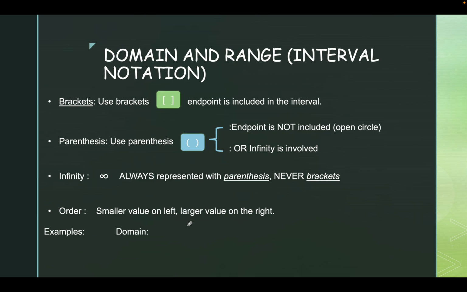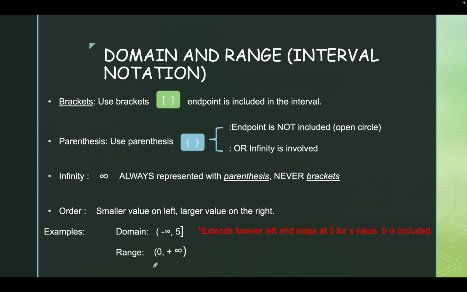Examples. If we're looking for the domain, the x values in a function, you might see something like this. This means it goes to negative infinity on the left side, and it stops at 5 on the right. So it extends forever left, and it stops at 5 for the x value, where the 5 is included. Remember, the brackets tell us that it's included.